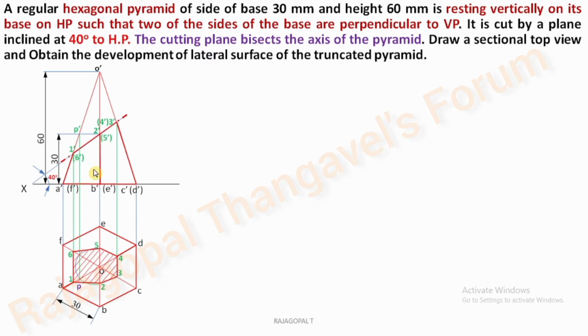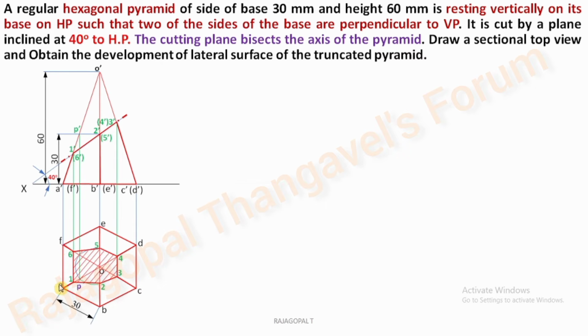1 to A. Check here, 1 dash to A dash is the remaining portion of the solid. What about 2 dash to B dash, remaining portion of the solid? Shift this, transfer into thick lines, 2 to B. Similarly, 3 dash to C dash, 3C. 4D, 4 dash to D dash is the remaining portion, shift into thick line. Similarly, 5 to E, 6 to F.